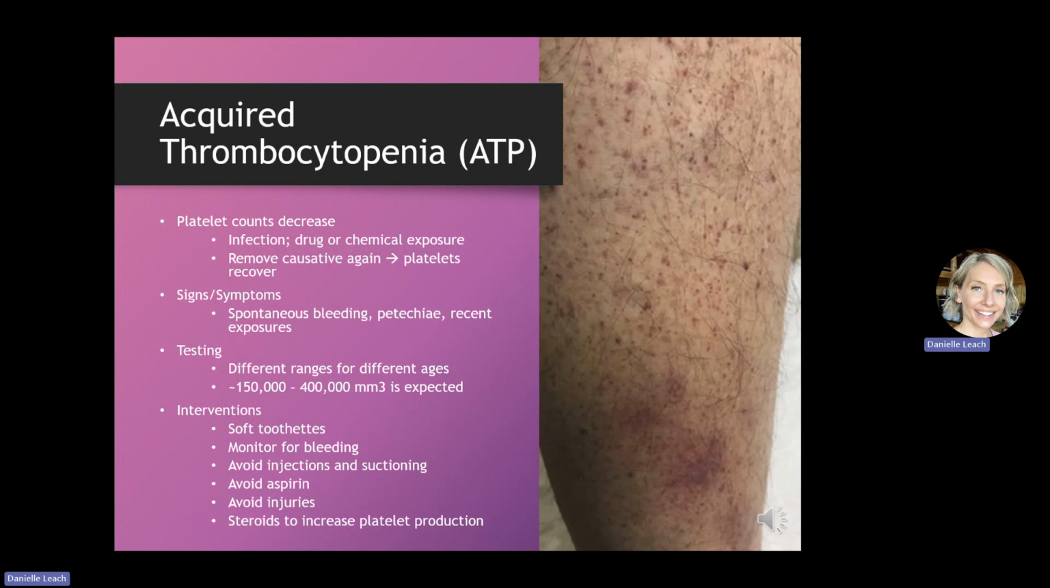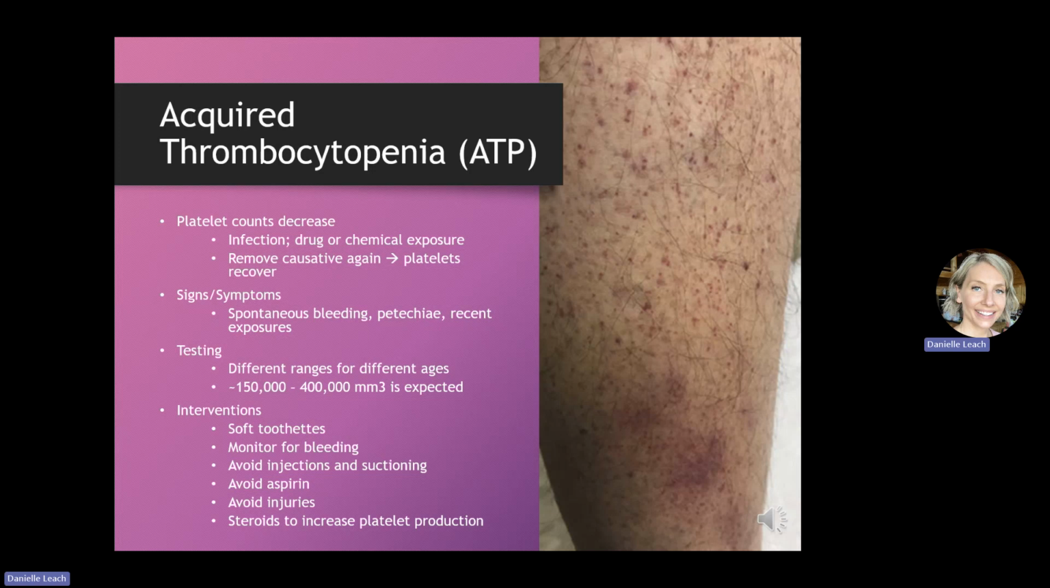The next hematological disorder is acquired thrombocytopenia. You can call it ATP for short. Thrombocytopenia means low platelets. So in this disorder, platelet counts decrease because of some sort of causative agent, which is usually an infection, but it could also be drug or chemical exposure. So it could be something like chemotherapy or some sort of hazardous chemical exposure. So once we remove whatever the causative agent is, whether it's an infection or some sort of exposure, then the platelets will recover. So it's not necessarily a permanent condition.